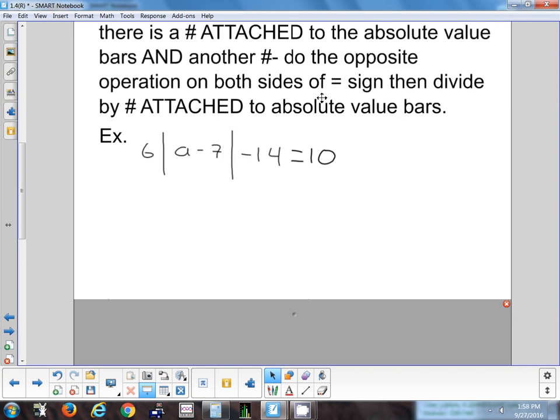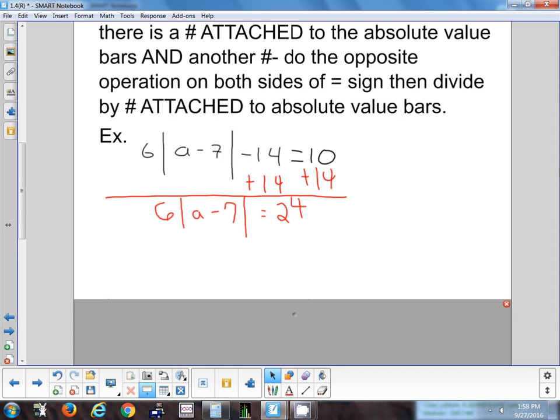So rather than dividing by the 6, what's the only other option we have on that side? Emily? Add the 14 on both sides. Good. Again, that's not going to get rid of my absolute value. It's just going to get it by itself so I can get to the point where I want to solve. A minus 7 equals 24.